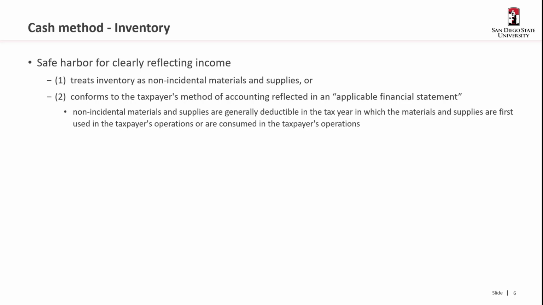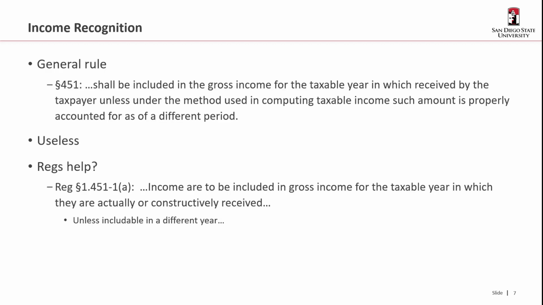So the idea is at the first time you use them, you get to write them all off. So that's, in theory, a little easier than having to account for them through inventory. So these are simplifying methods. And the Tax Cuts and Jobs Act encouraged a number of simplifying methods, especially when it comes to accounting methods.